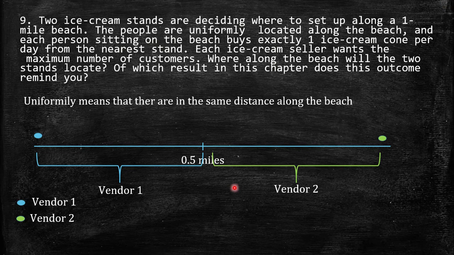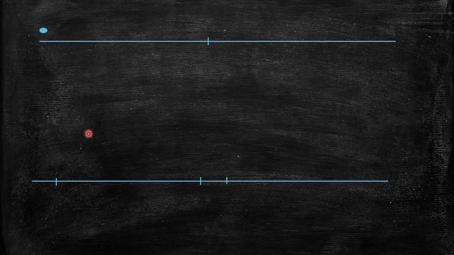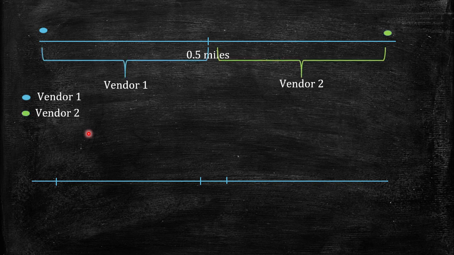Because imagine that there is one person here. He will go to the nearest vendor, then he will go to vendor 2. If a person is in this blue set, this person will go to vendor 1. Okay. Naturally, you can think of that vendor 1. This is the situation, right?